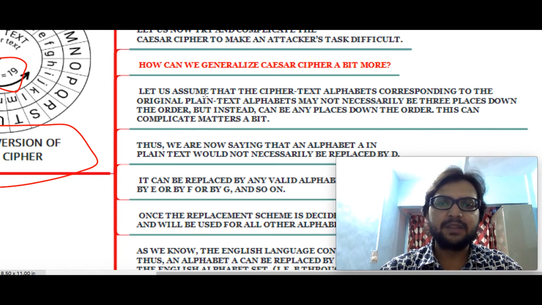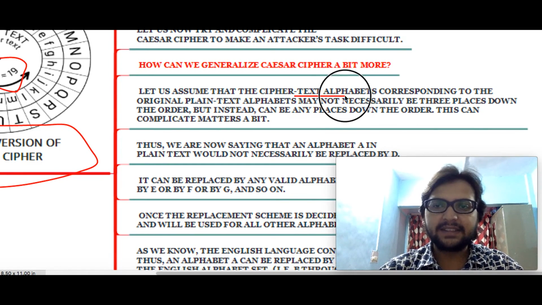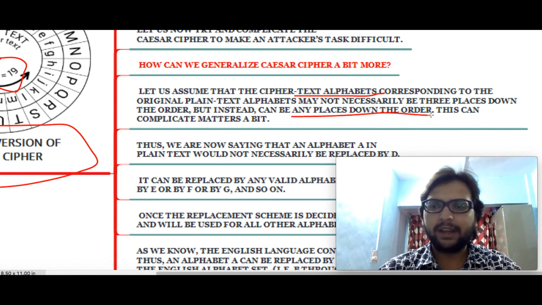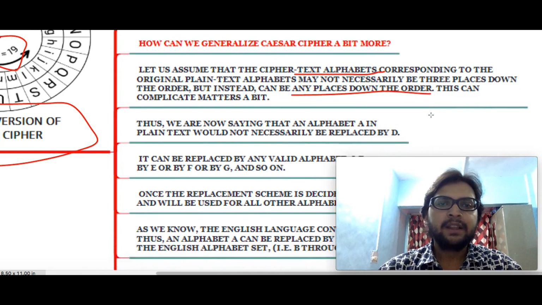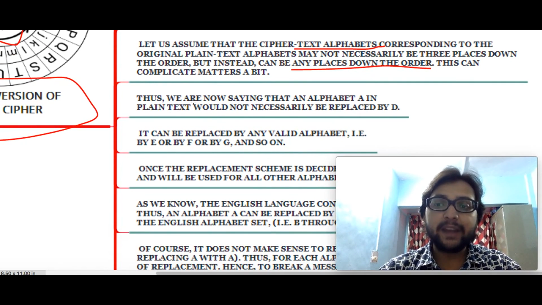So let's assume that the cipher text alphabet corresponding to the original plain text alphabet may not necessarily be 3 places down the order, but instead it can be any place down the order. That's what I just explained to you. Thus it is very difficult for any hacker or attacker to decrypt our message so easily, but still that person can decrypt our message.